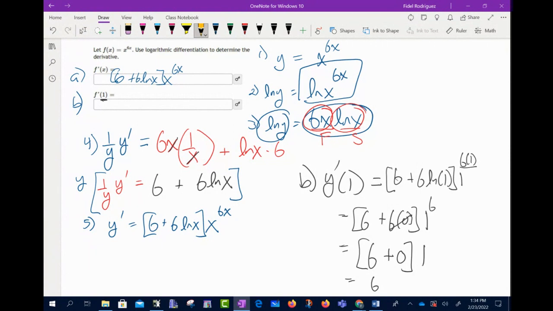Okay, remember what I was asking you to do here? It was just asking me to find the derivative at 1, right? It's not asking me to find the equation of the tangent line, right? So the only time I need to know the x and the y is when I'm finding the equation of the tangent line, right?